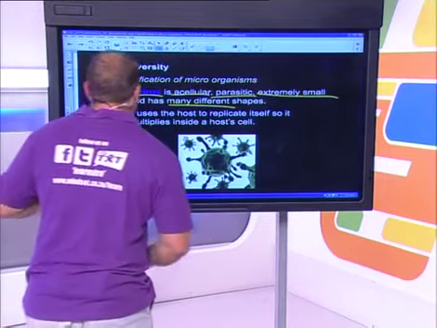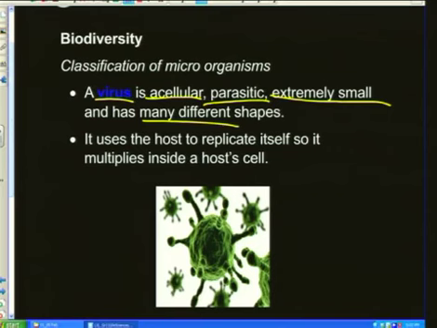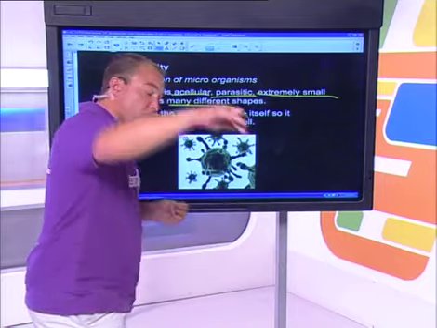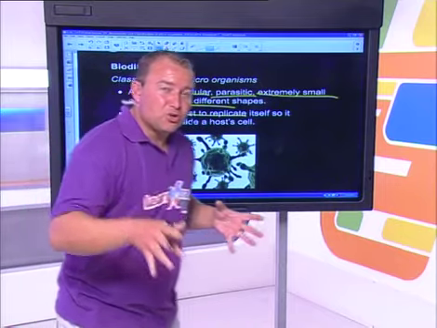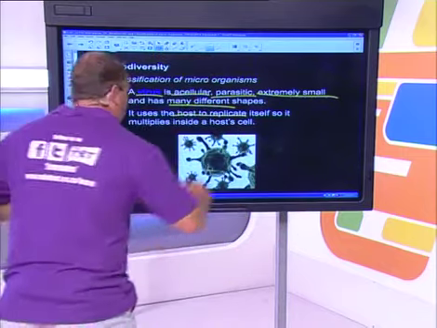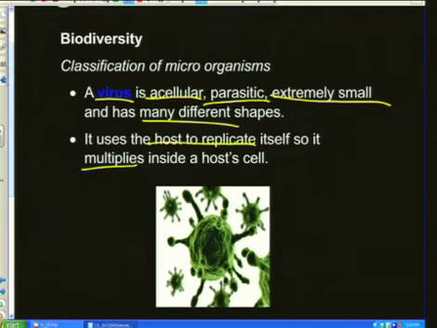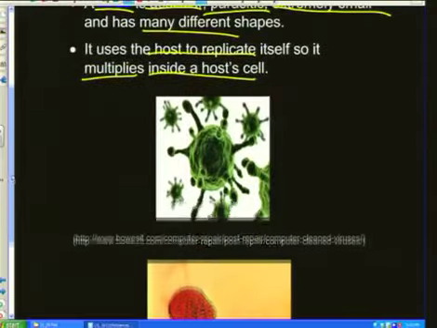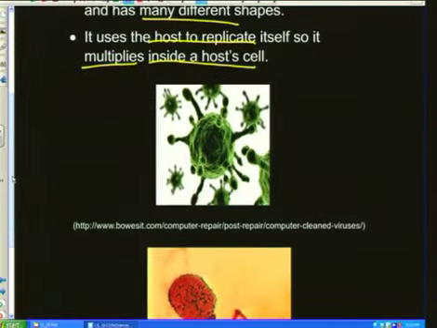It's the common virus. It uses the host to replicate. In other words, it uses the host to actually make new cells. That's how it becomes more and more numerous. They take our DNA and they make new ones. It multiplies inside the host cell, and then they burst. They kill the cell. They actually burst it open, which is not nice.